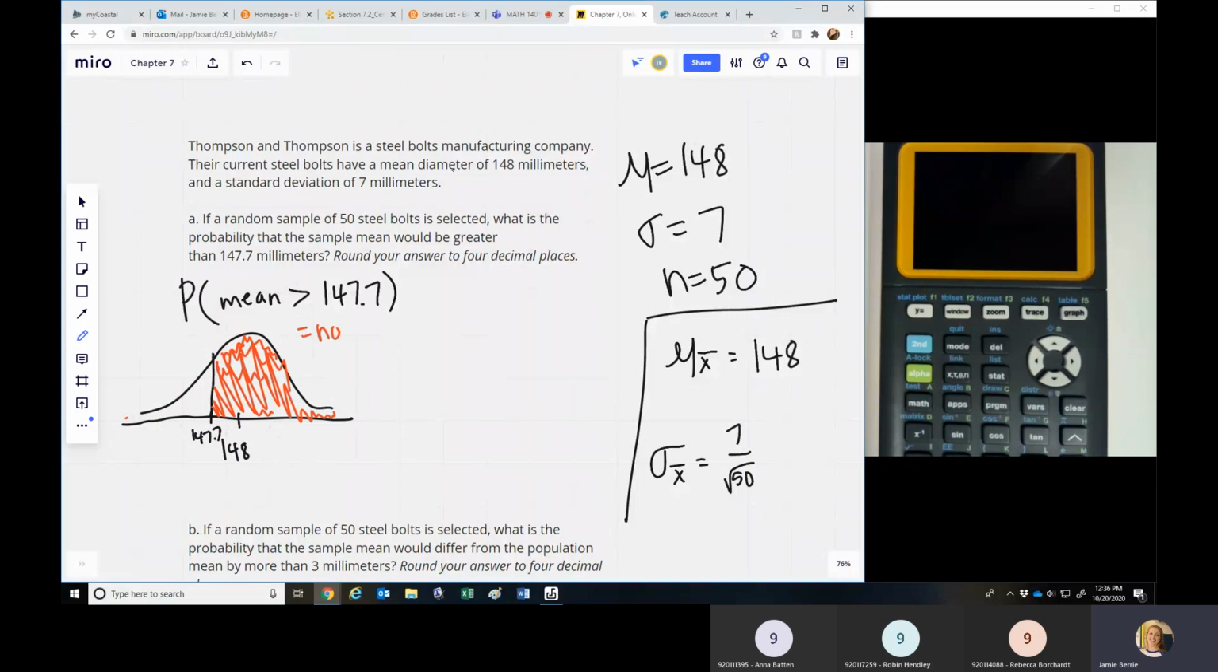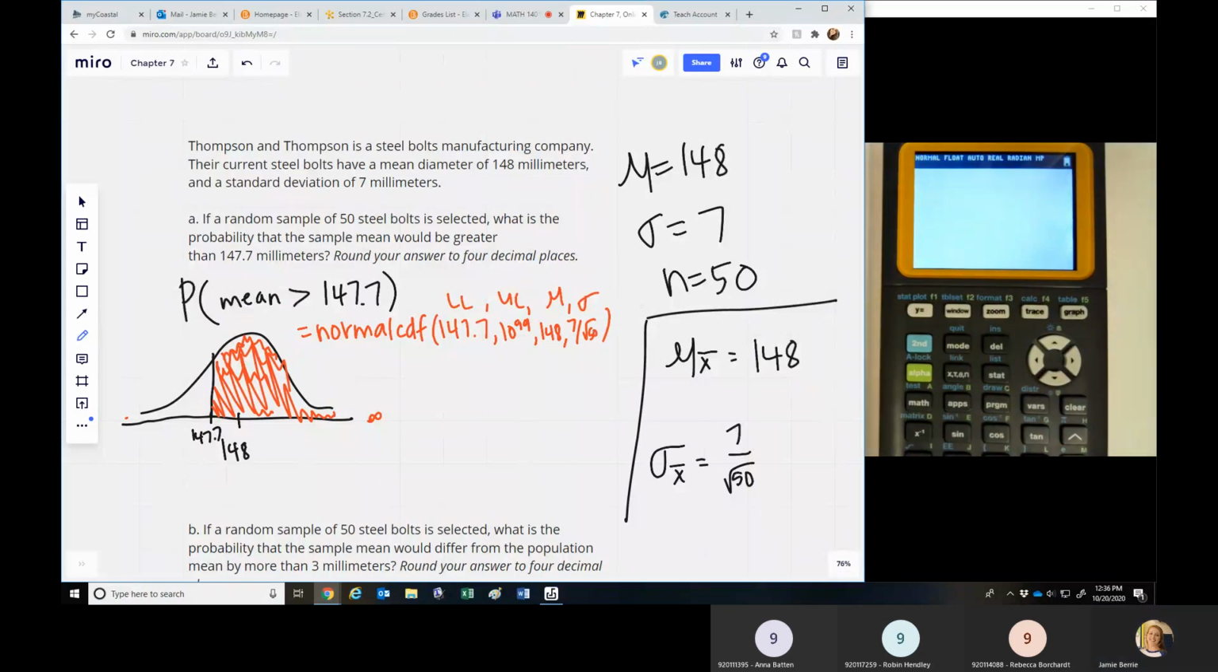All right, so that's going to be normal CDF. Lower limit, upper limit, mean, standard deviation. Lower limit is 147.7. Upper limit, positive infinity, so that's 10 to the 99. Mean is 148. Standard deviation is 7 over square root of 50.